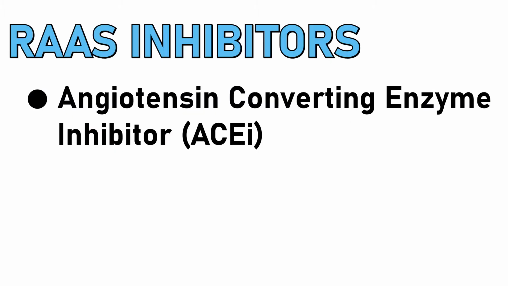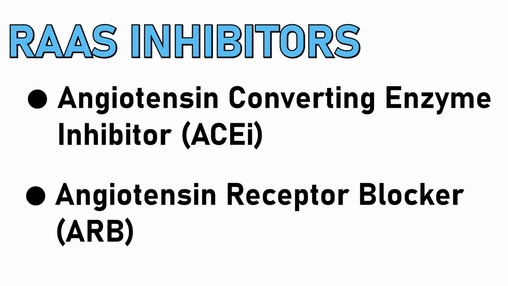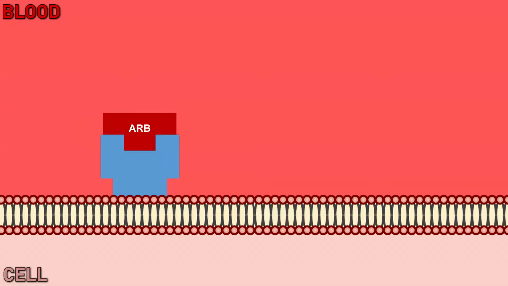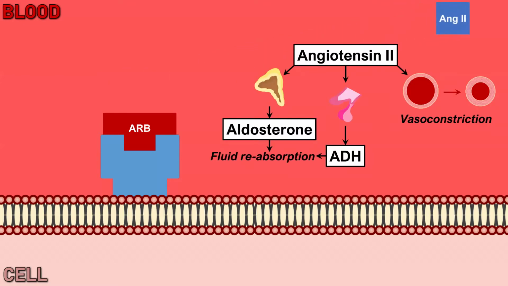Another RAS inhibitor is the angiotensin receptor blocker, or ARB. These inhibit the angiotensin receptor that angiotensin 2 binds to, thus preventing its effects from manifesting. These drugs are used as an alternative to ACE inhibitors.